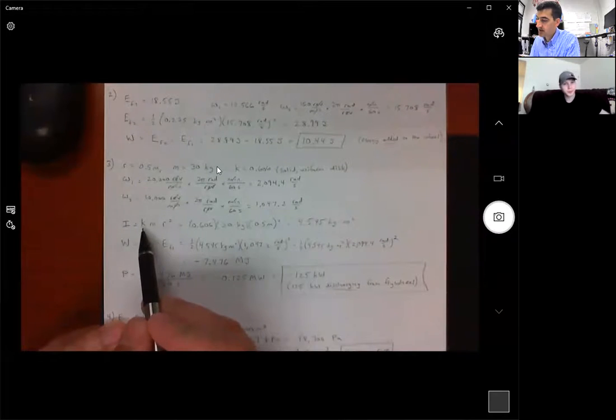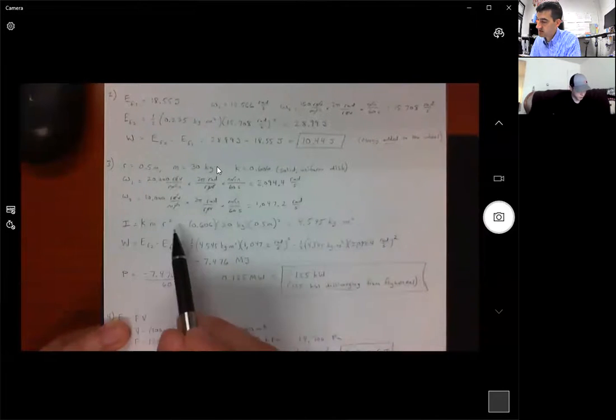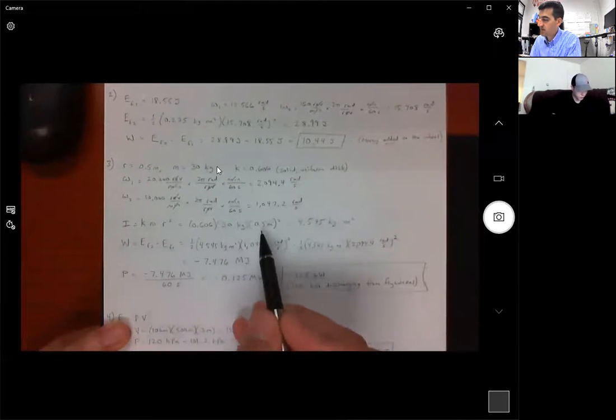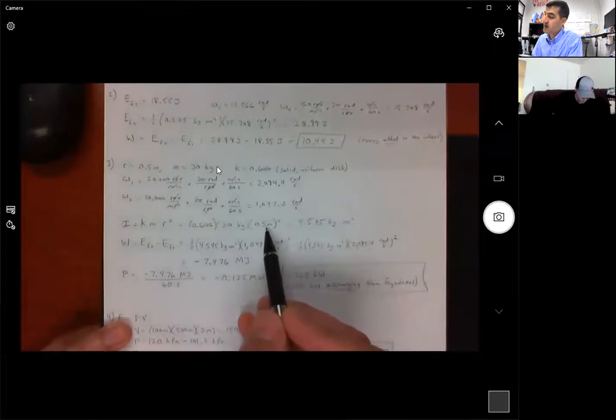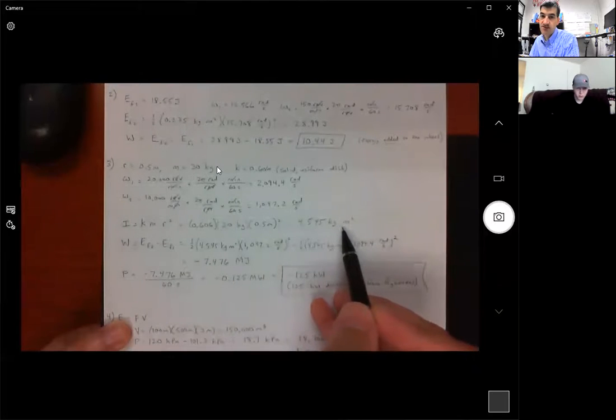K was our shape factor that we had to look up based on the fact that it was a solid uniform disk. It was 0.606. The mass was given, 30 kilograms, and the radius was given, it's 0.5 meters, and we square that. And when we multiply that together, we get a moment of inertia of 4.545 kilograms times meters squared.